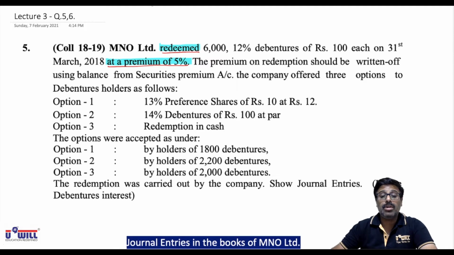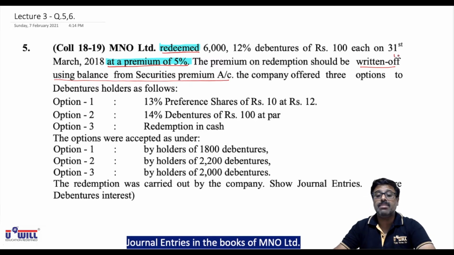The premium on redemption should be written off using the balance of security premium account. Since it is given that we have to write off the premium from security premium account, it means in the past we have not written off the loss on issue of debentures. So this premium on redemption itself will be written off, like we used to do in redemption of preference shares. So one more entry will be passed: security premium account debit to premium on redemption account.